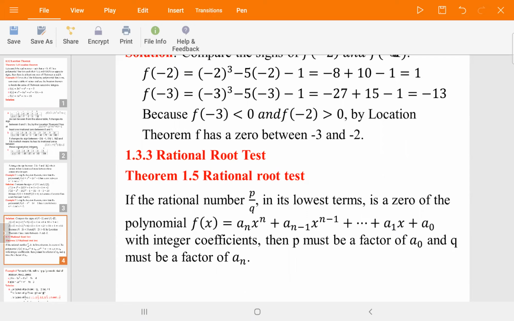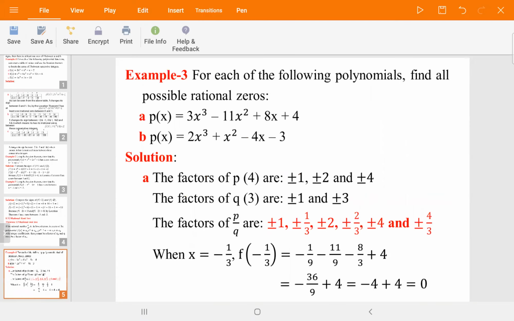I think the rational root test theorem is better understood with examples. So let me use these examples and explain for you the content of the theorem. For each of the following polynomials, find all the possible rational zeros. First, there is one condition to apply the test to a polynomial: all the coefficients. If one of them is not a rational number, or is an irrational number, then we cannot use the rational root test theorem.